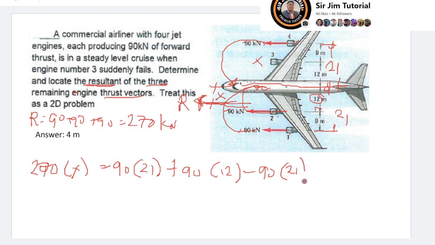So you have 21. Now, if you're going to use your calculator, you can just compute x is equal to 4 meters.